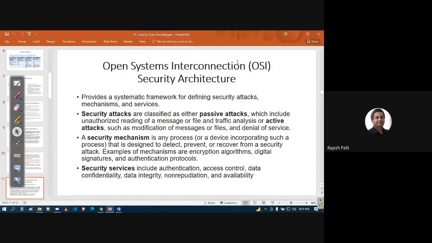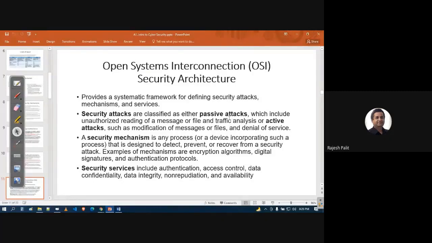And Open Systems Interconnection, like OSI, gives us a systematic framework for defining security attacks, security mechanisms, and security services. Security attacks, as you have seen, are passive or active attacks, and using mechanisms we implement or design security services. Security services use one or more security mechanisms.